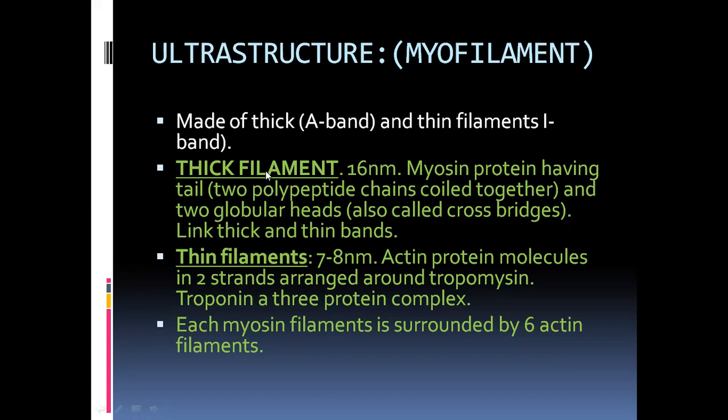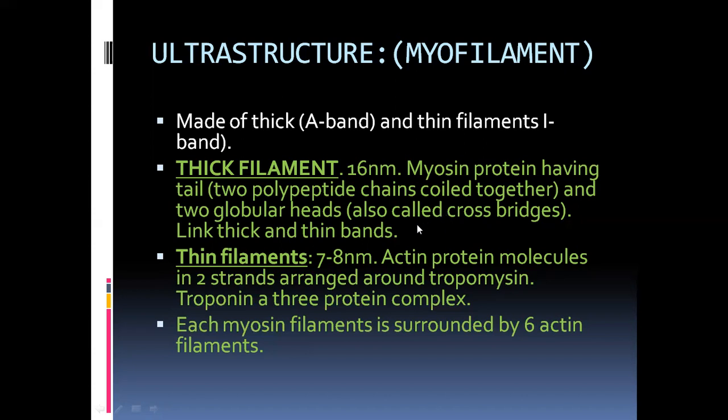The A band, which is a thick filament, is 16 nanometer in diameter, and the myosin protein is present in the thick filament. The myosin protein is actually made up of two polypeptide chains, which are coiled together, and the tails are directed inward, and two globular heads, which are known as the cross bridges, are sticking outwards. The function of these globular heads in the thick filament is to link both the bands during the process of contraction when the muscle is contracting.